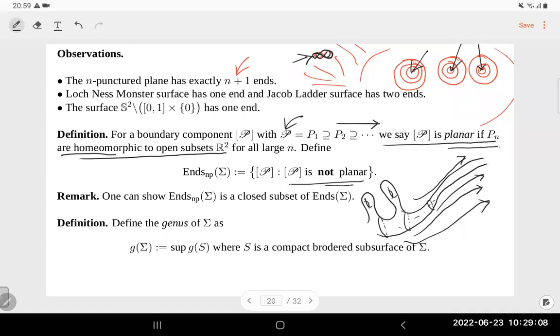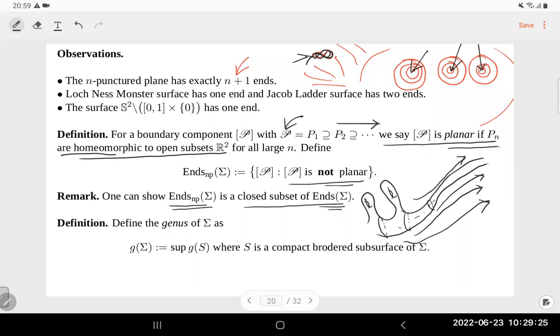It means that it is not eventually embeddable in the plane. And using the topology, as I mentioned here, we can show that this space is a closed subset of this set.